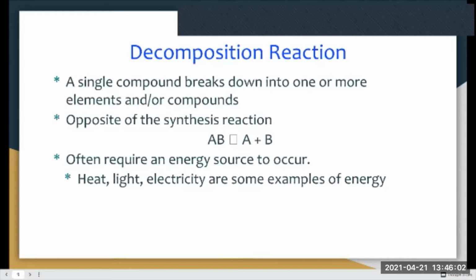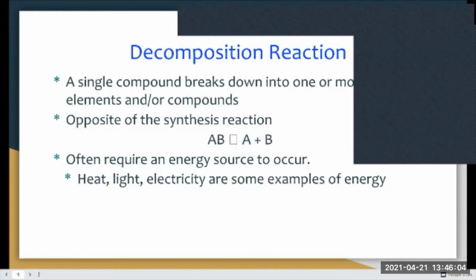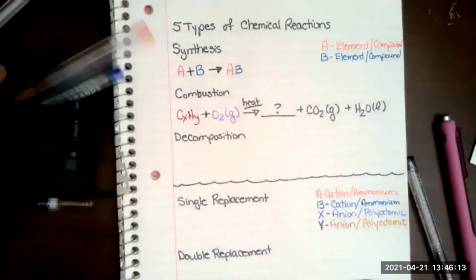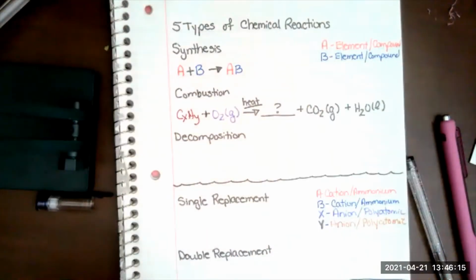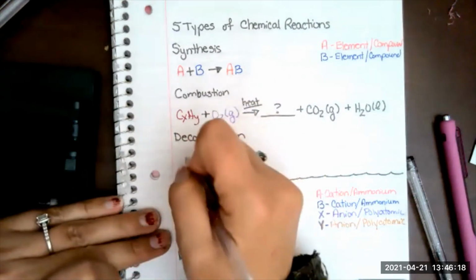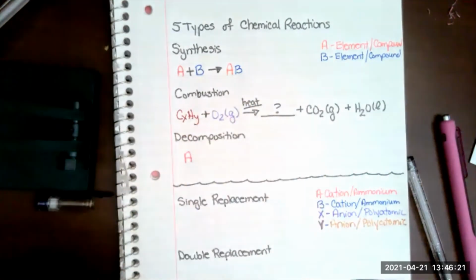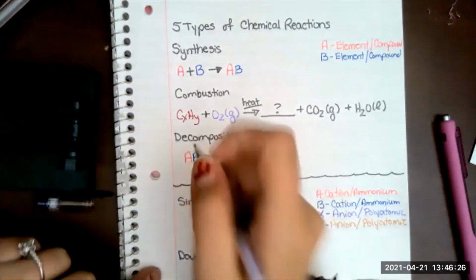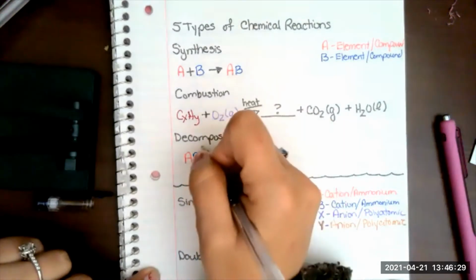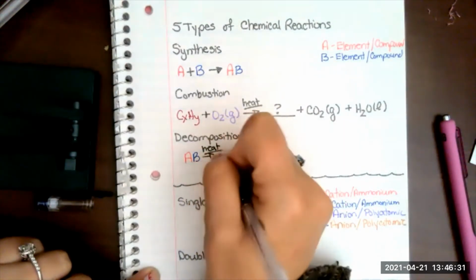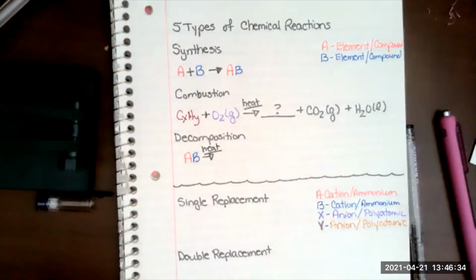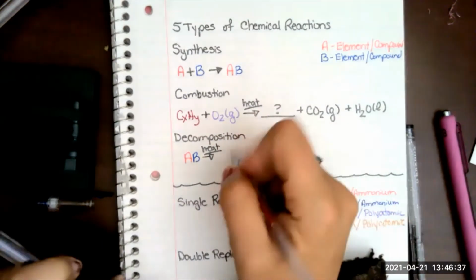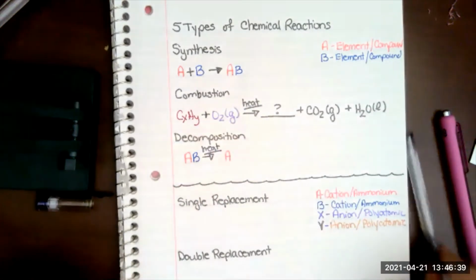Let's look at what a formula for a decomposition reaction might look like. So we're looking at a decomposition reaction formula. We're going back to our A and B formula. So it's going to be AB, because it's going to be a compound, and that's why they're all put together. And it's going to decompose, and there's going to be some form of heat potentially here. Heat, light, electricity, and that's going to be A plus B.